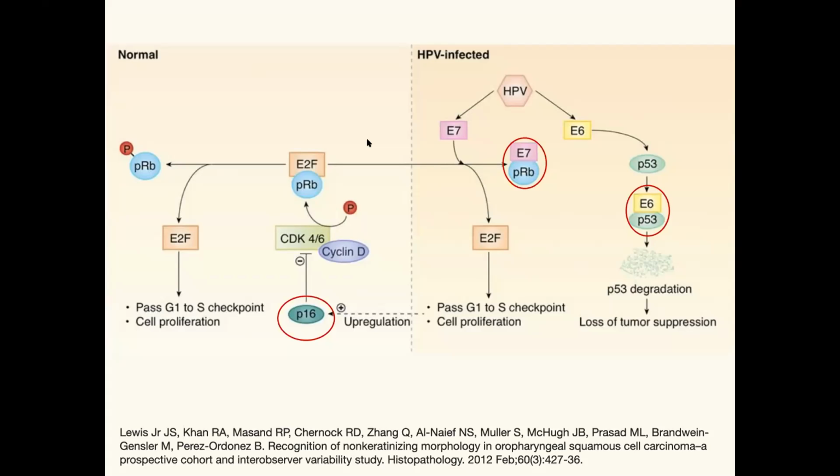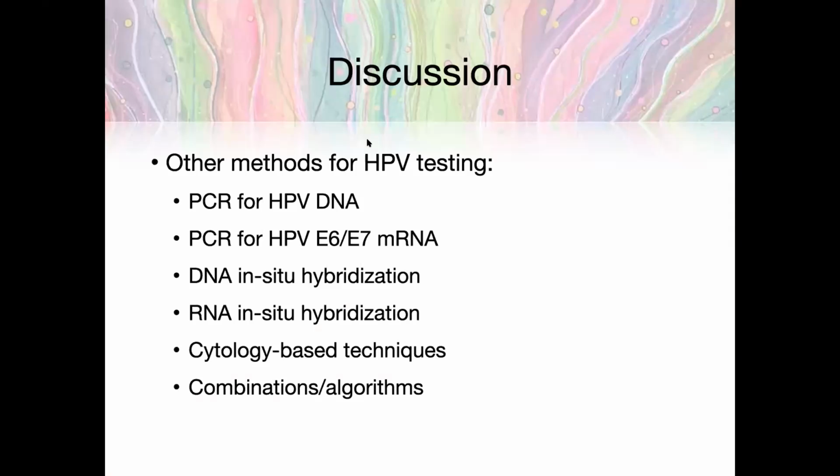by immunohistochemistry. So there are other ways for testing for high-risk HPV aside from P16 immunohistochemistry. We have PCR for HPV DNA, PCR for HPV E6, E7 mRNA, DNA in situ hybridization, RNA in situ hybridization, other cytology-based techniques, and the use of combinations or algorithms, some of which are available locally.